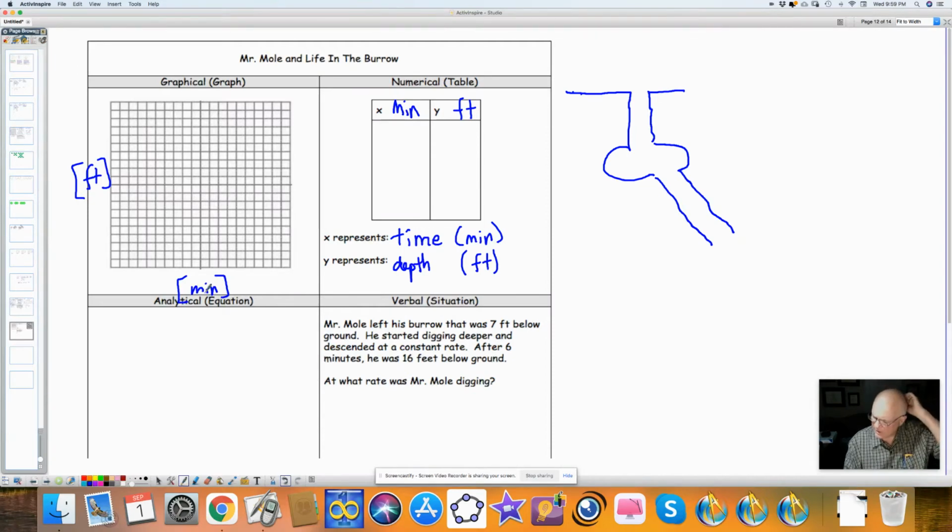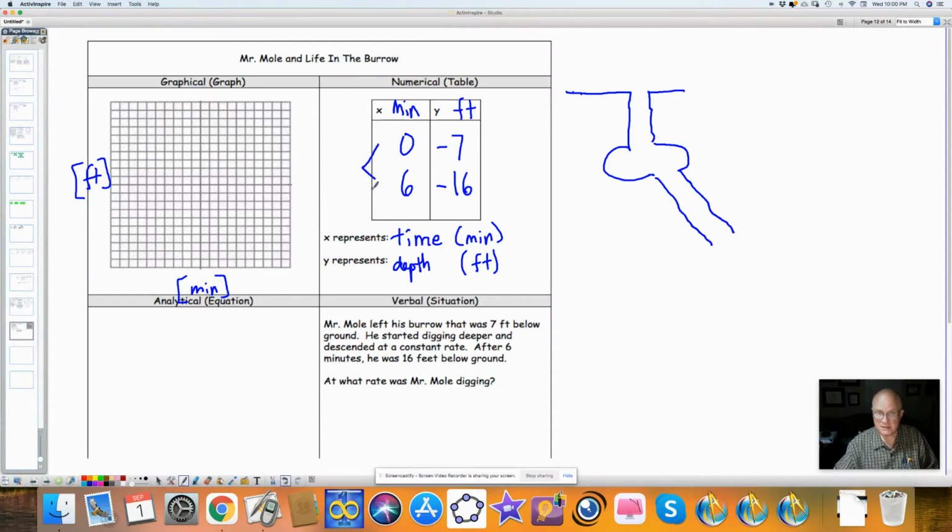Now we need 2 points in order to draw a line. What are 2 points? He started digging from his burrow. So at 0 minutes, where was he? Some people said 7. You mean he's way up here? 7? No, he's down below the ground. It's -7. Did you notice that? His depth is down. And then it says, after 6 minutes, he's 16 feet below ground, which would be a -16.